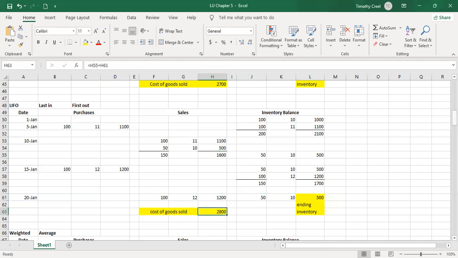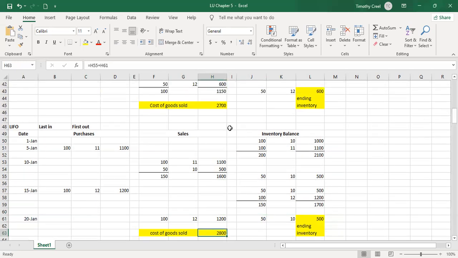Now, one thing to note here is that notice again that there's different balances. Based on which one of these methods you do, you're going to have a little bit different balances. You're going to register a little bit different amounts for cost of goods sold and ending inventory because you're using different numbers to calculate each one.